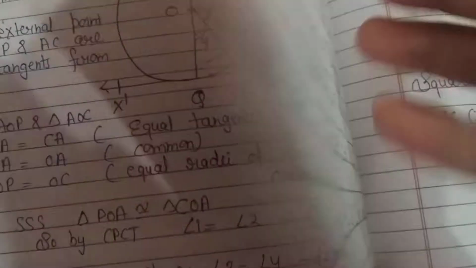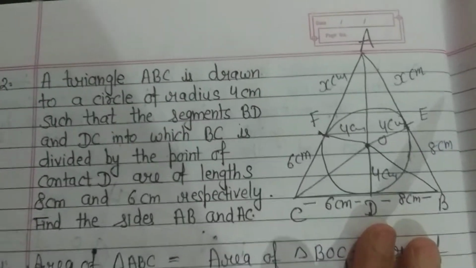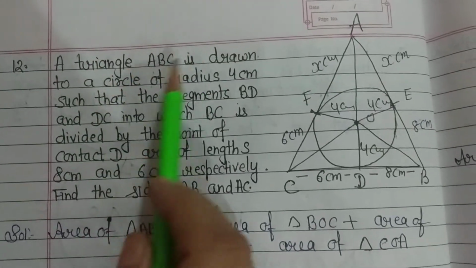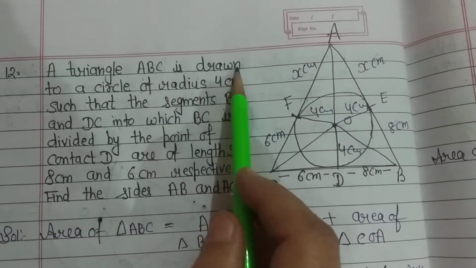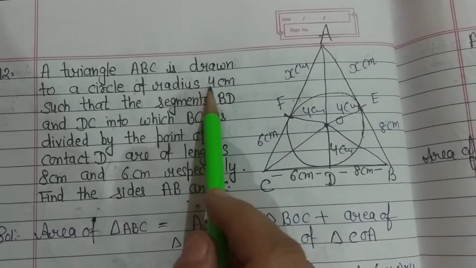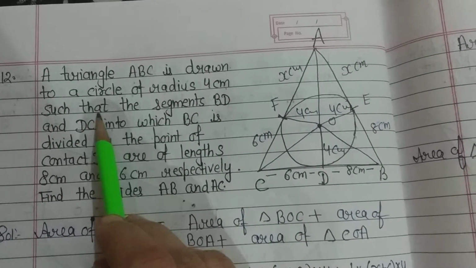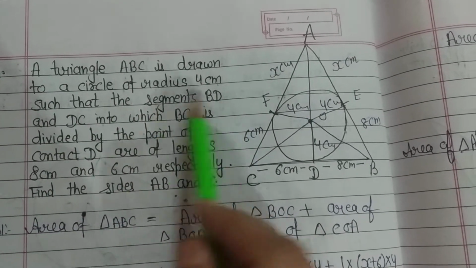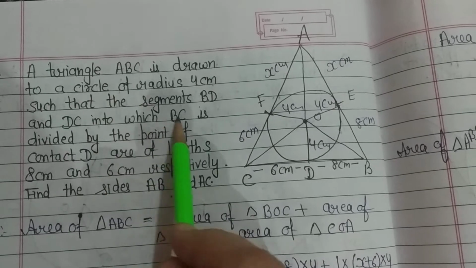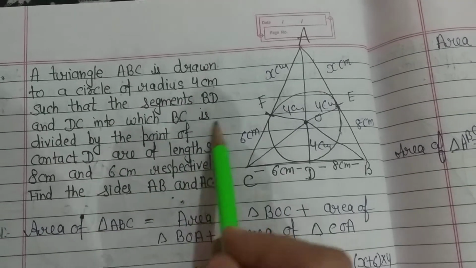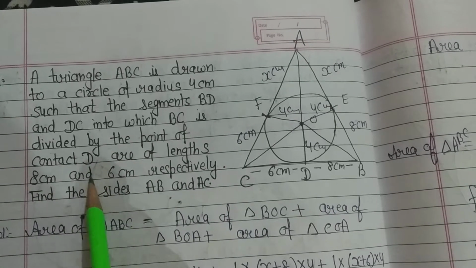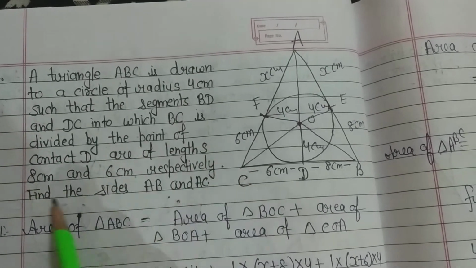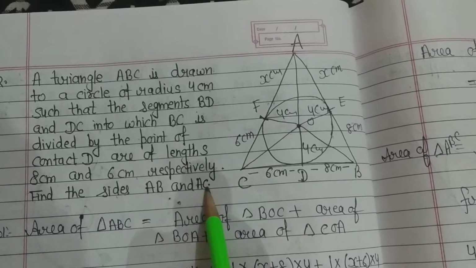Now question number 12. What is question number 12? And this is a very important question. A triangle ABC is drawn to a circle of the radius 4 cm such that the segments BD and DC, into which BC is divided by the point of contact D, are of the lengths 8 cm and 6 cm respectively. Find the sides AB and AC.